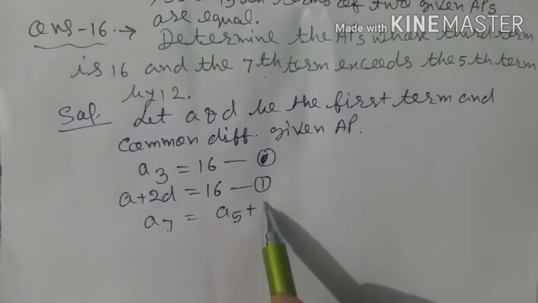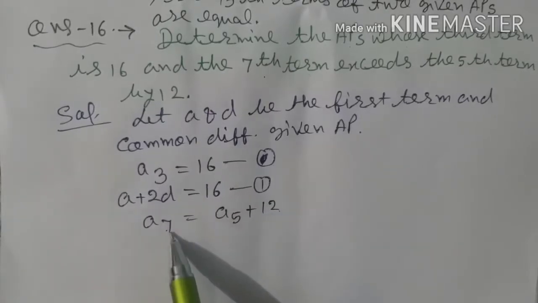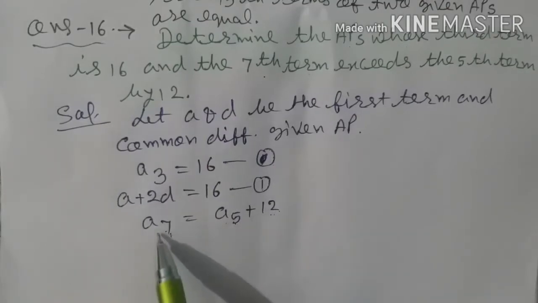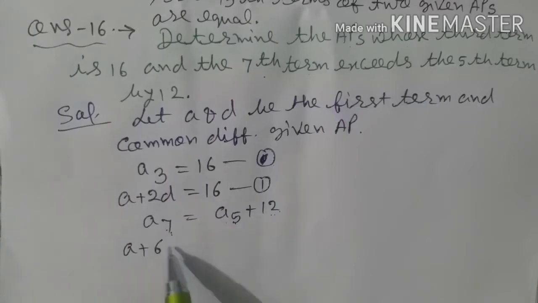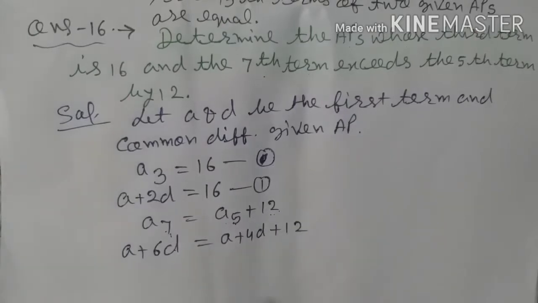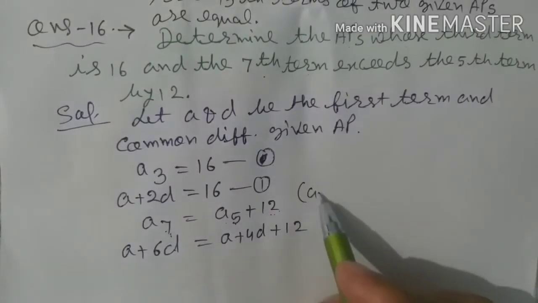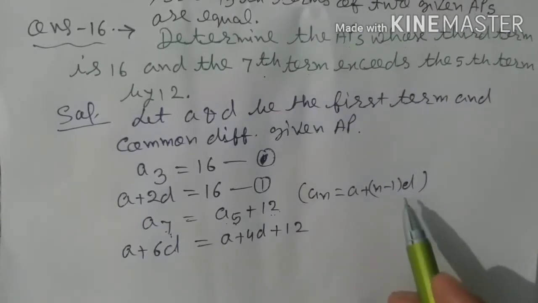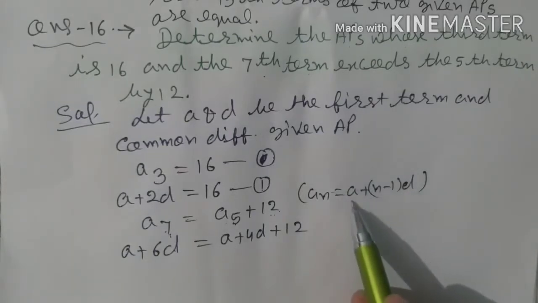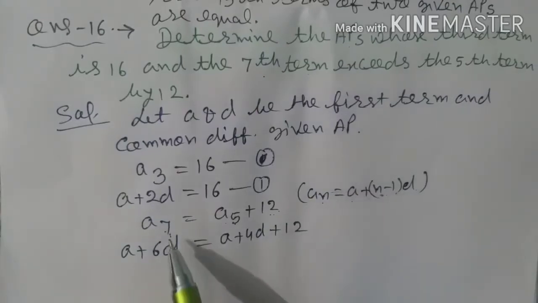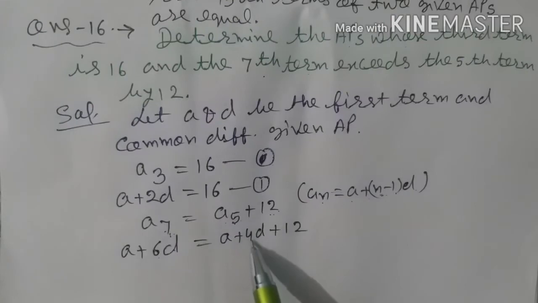7th term is 5th term plus 12. The 7th term is 12 more than the fifth term. A7 means A plus 6D, A5 means A plus 4D, plus 12, because an is equal to A plus n minus 1 into D. And the nth term for an AP is A plus n minus 1 into D, and then here n minus 1 for 7 is 6, for 5 it is 4.